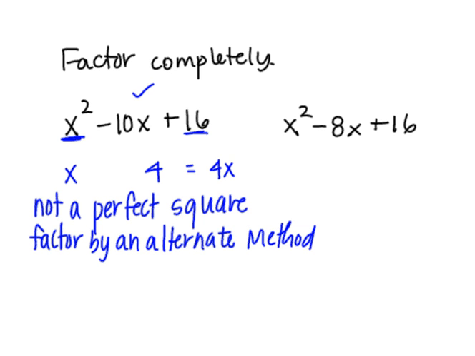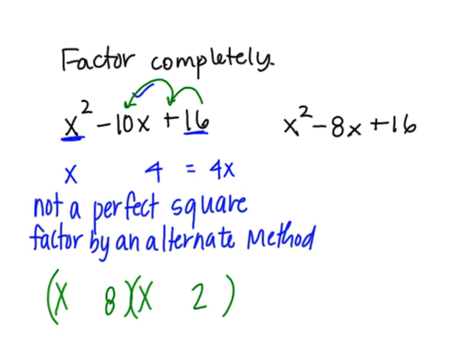Okay, so that alternate method that we would use is just basic trial and error. My choices for x squared are x times x, and my factors of 16 that add to give me 10 would be 8 times 2. Remember, they're the same sign and they're both negative. So the answer to this one, it's not a perfect square, and the answer is x minus 8, x minus 2.